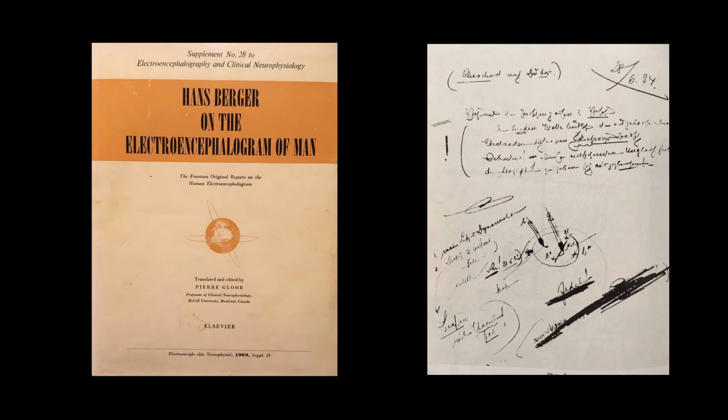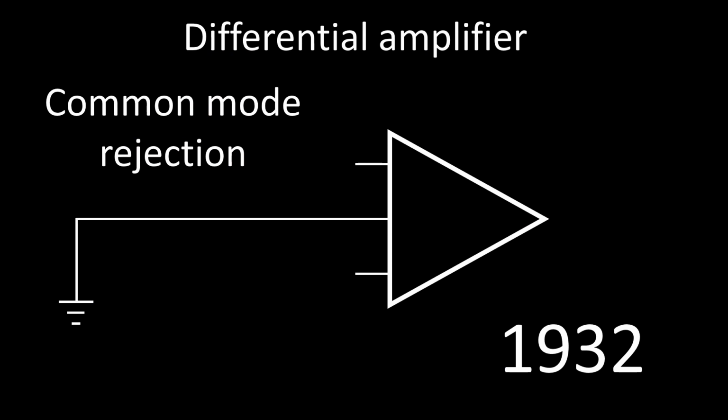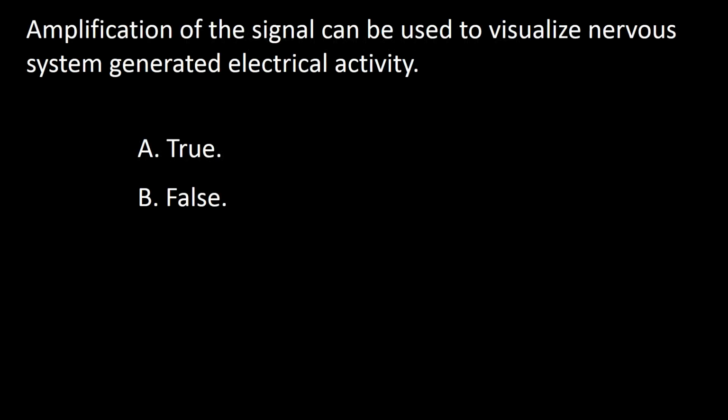This frame shows some drawings and writing by Hans Berger that were presented in Dr. Pierce Glore's translation of his works. That is the translation of the work of Dr. Berger. As you can see, this was recorded in 1924. Certainly at that time, there were only single-ended amplifiers, since differential amplifiers were invented in 1932. So the answer to this question is A.